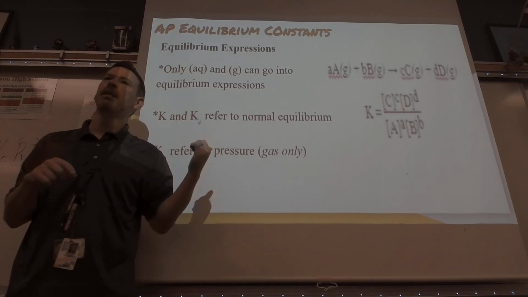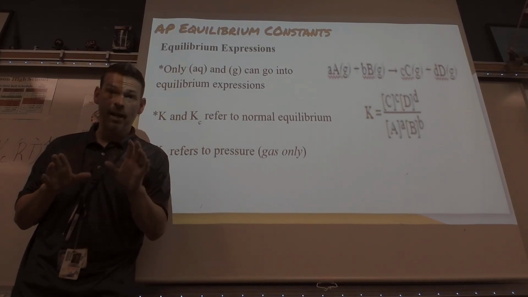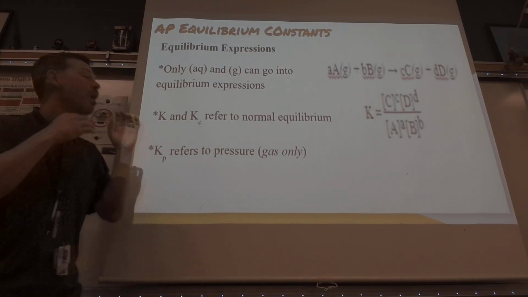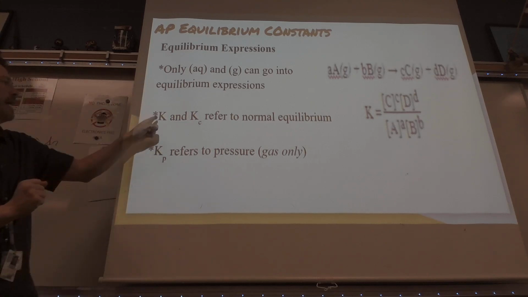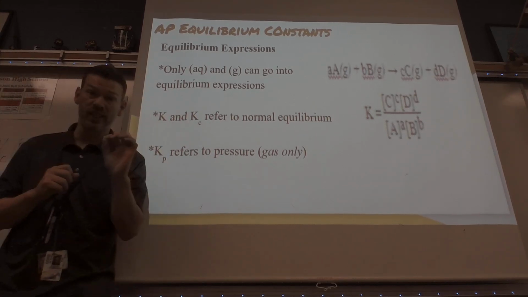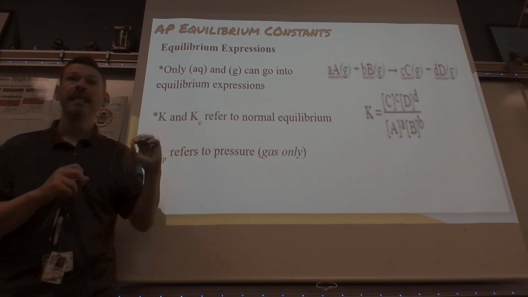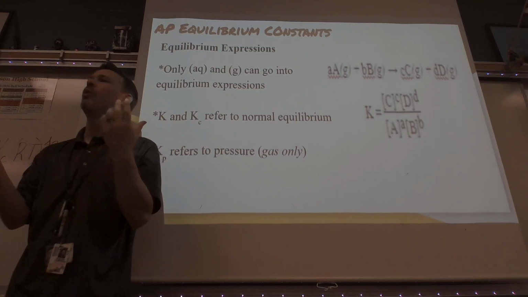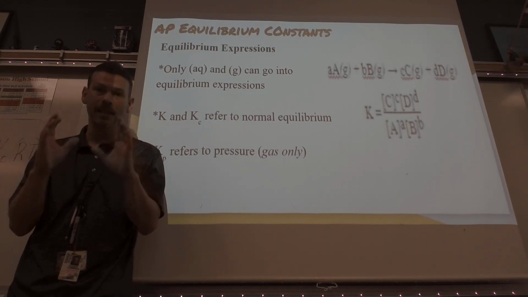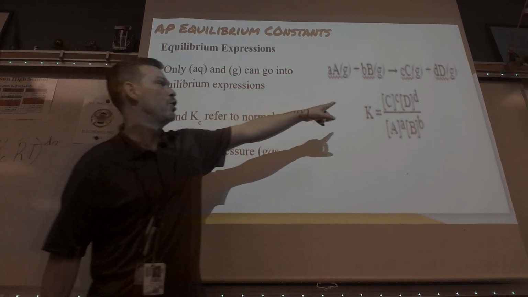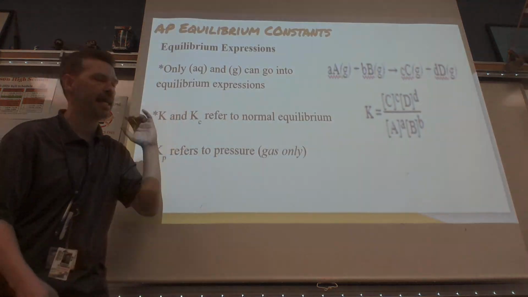What do the brackets mean in that equation? Molarity. Brackets always mean molarity. So, a couple things. K and Kc are synonymous. The C stands for concentration, which we know means molarity. In other words, if you're using brackets, you're finding K or Kc. They're the same.